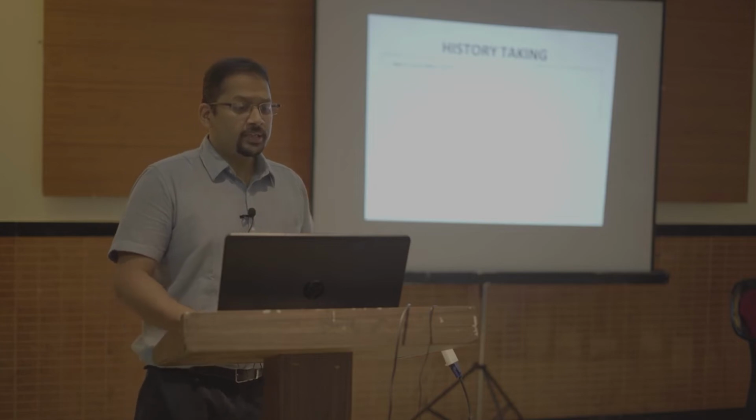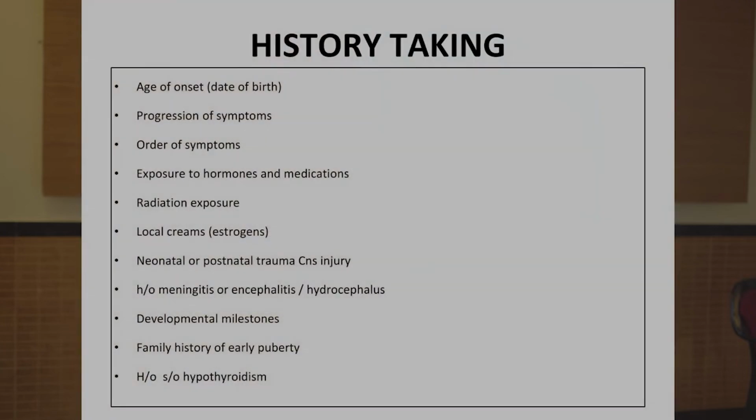So history taking: when is the age of onset, that is the date of birth, that is very important. In our setting, patient family members or parents often don't remember the date of birth. That is very important in diagnosing or labeling precocious puberty. Progression of symptoms, order of symptoms, very important. Sometimes the order is not sequential, like thelarche, pubarche, and in the female it usually has thelarche, then menarche, then thelarche. That is not sequential order, so it is mainly peripheral precocious puberty. If it is sequential, thelarche, pubarche, menarche, then we think of central precocious puberty.